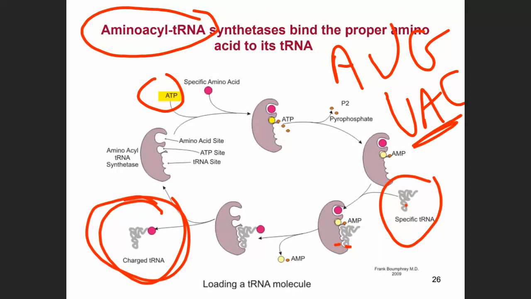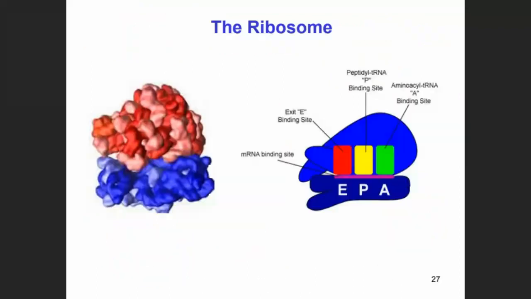This is not going to happen unless the messenger RNA is attached to the ribosome. So I am going to explain also what a ribosome is. As I said earlier, you have two subunits: one large subunit that you are seeing over here in reddish pink, and the other one in purple blue is the small subunit.